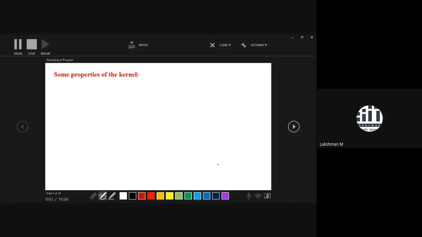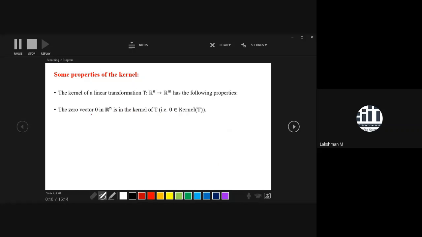Further, I will talk about a few properties of the kernel of a given linear transformation. What are those properties? In the kernel also, you can assume that the zero of the domain space is always in the kernel. This zero is not from the target space.